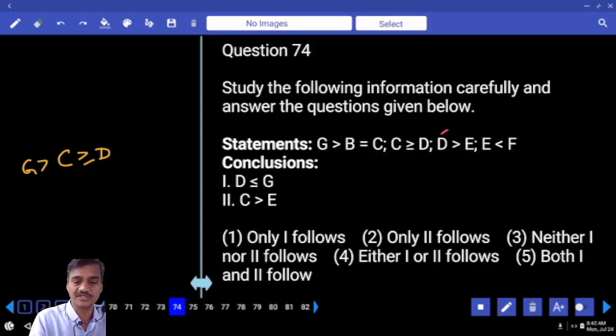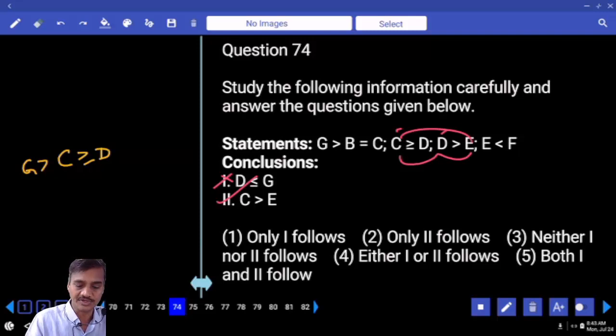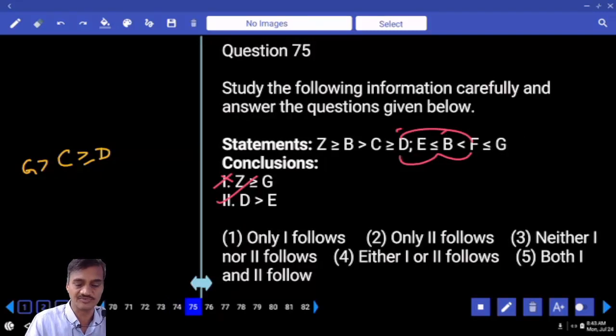So C greater than D is true, and D lesser than G is true, but lesser than or equal to D is false. And the relation between C and E: C is here, E is here. C greater than or equal to D greater than E means C greater than E, definitely true. Only 2 follows, choice 2, question number 74.